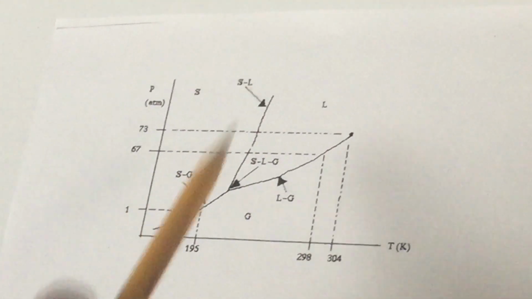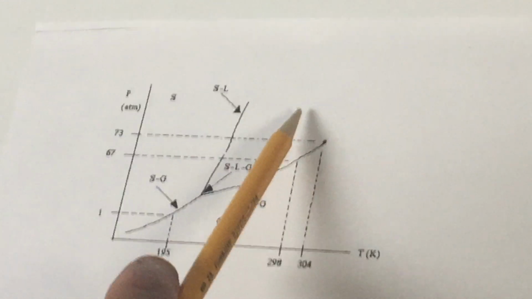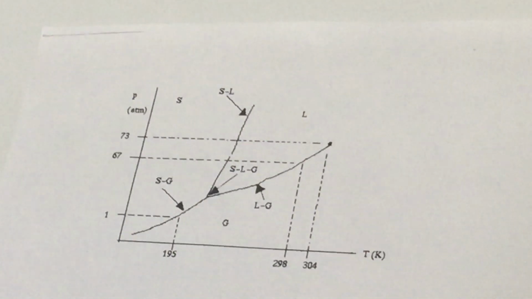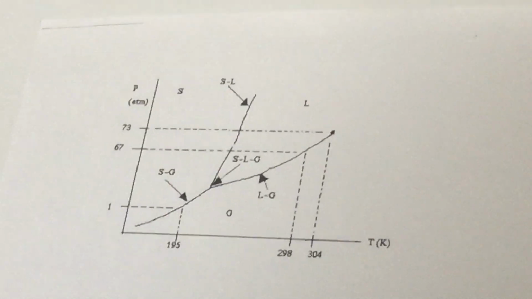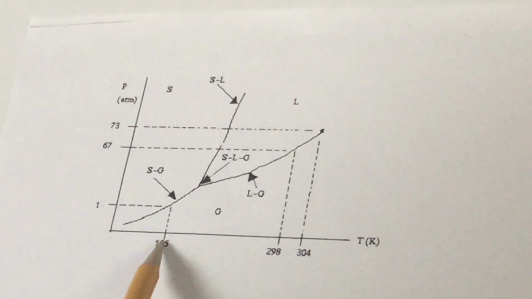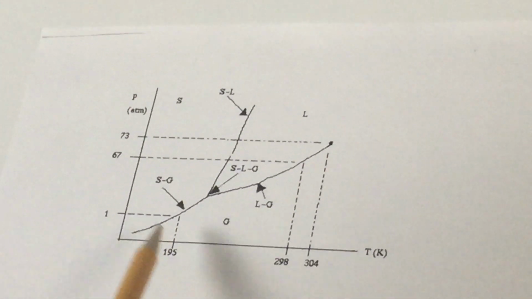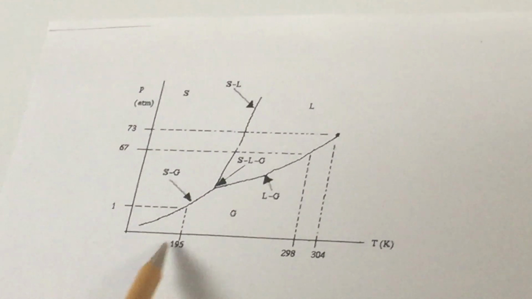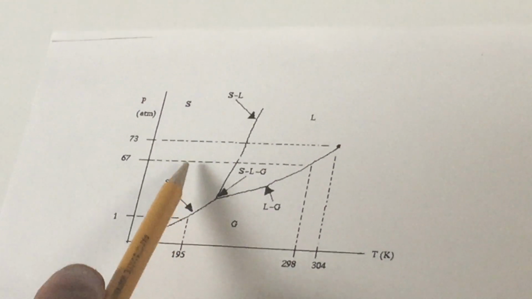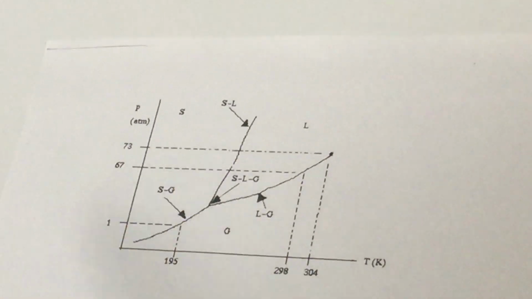Here's a phase diagram that I made for you. As you can see here, we have the solid phase in this area. This area is liquid and this area is gas. So hypothetically, if I said to you we were at 195 Kelvin and 73 atmospheres of pressure, you would go to the 195 Kelvin, you would go all the way up to 73, and you can see you would be in the solid phase.